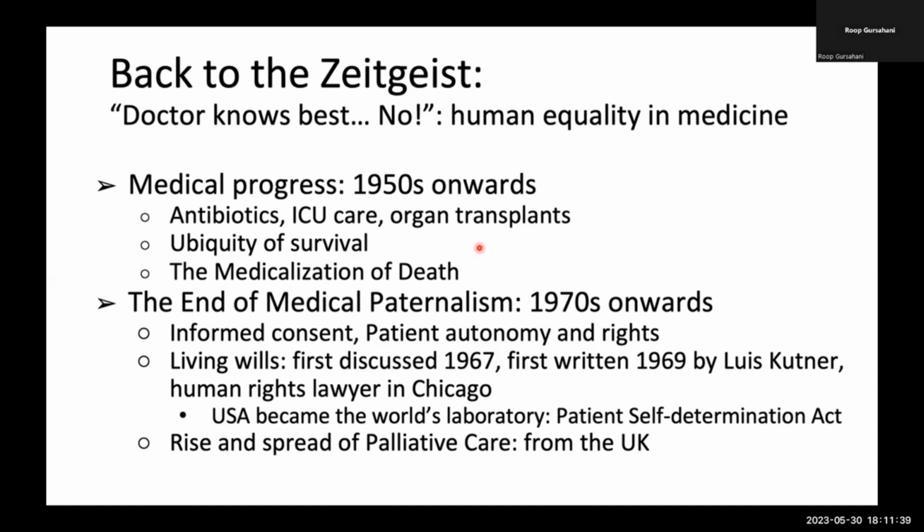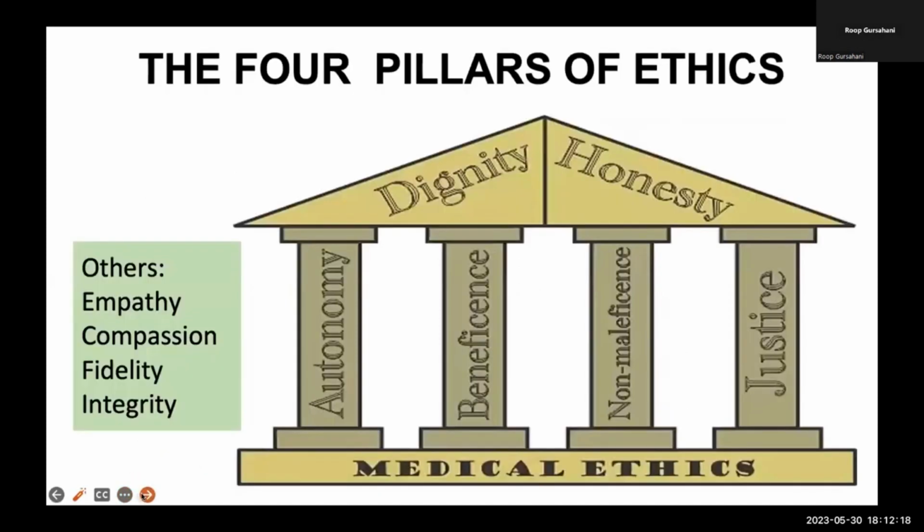Medical paternalism tended to decline as patients became more aware. And the first, of course, was the necessity for informed consent. But this spread into the last phase of life. Living wills were first discussed by a human rights lawyer. And for various reasons, the USA became the world's laboratory for all these discussions and instruments. Partly it was because the various US states passed their own laws, it became a little competitive. And from the other side, from the United Kingdom, palliative care was also spreading across at that time.